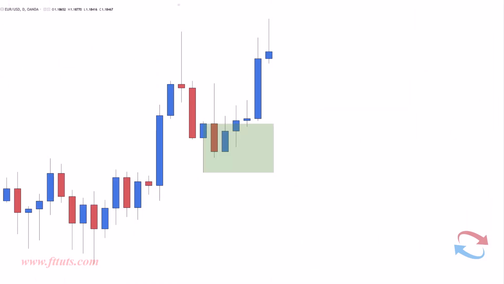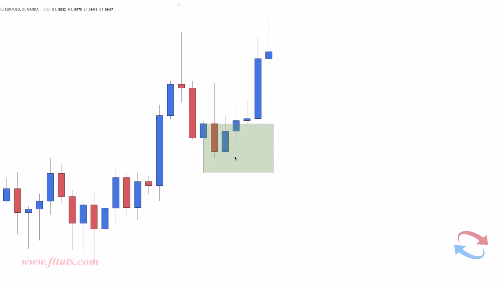So we've got the euro dollar on the daily chart, and what we have is higher highs and higher lows being made. So just for some simplicity, here we go, and then we get the pullback, and then we have a new high, as this is a bullish candle close, and the price action went higher.